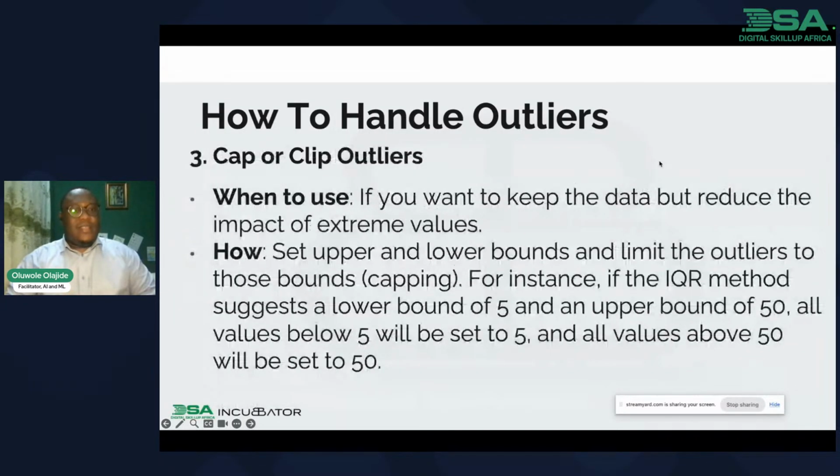Okay. Then you can cap or keep your outlier. When do you do this?